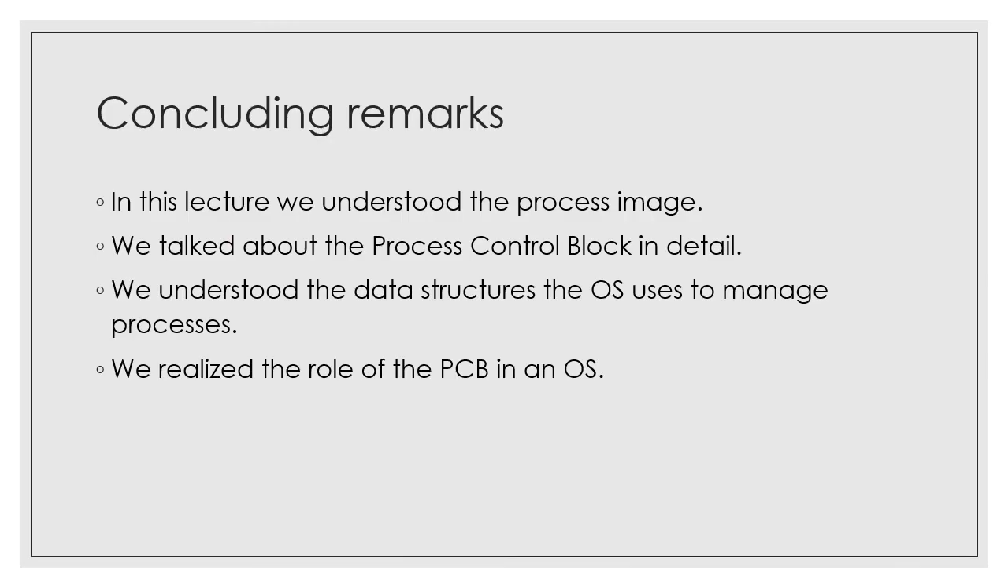So finally, we are at the end of this lecture. What did we learn? First, we understood the process image. Then we talked about the process control block, and we did that in a lot of detail. And in this way, we understood the data structures that the operating system uses to manage processes. And finally, we realized the role of the PCB in an operating system.